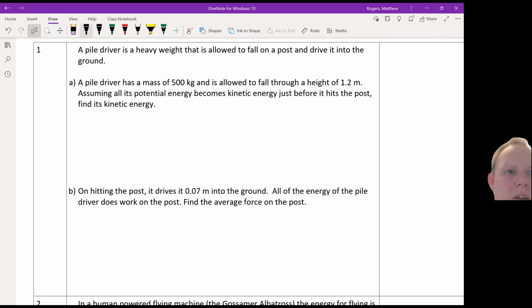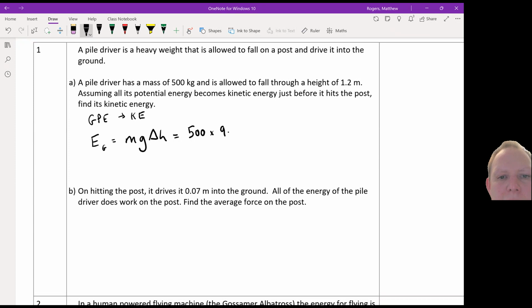So in this particular case, we know that the gravitational potential energy that it had at the top all gets converted into kinetic energy. So what we're really trying to calculate is its gravitational potential energy at the top. So the gravitational potential energy is equal to mgh, or mg delta h if we're being a bit more careful. Mass is 500. For g, we should be using 9.81 for A level, not 10. And the height it falls through is 1.2 meters.